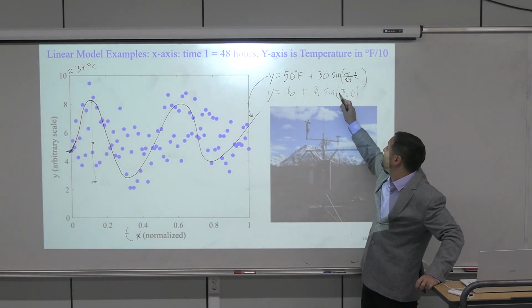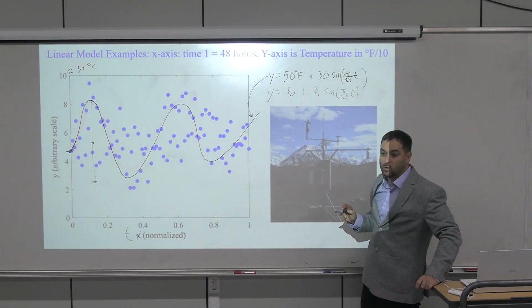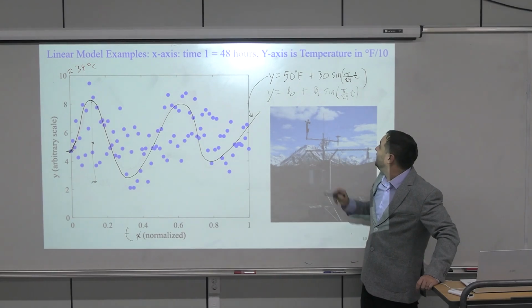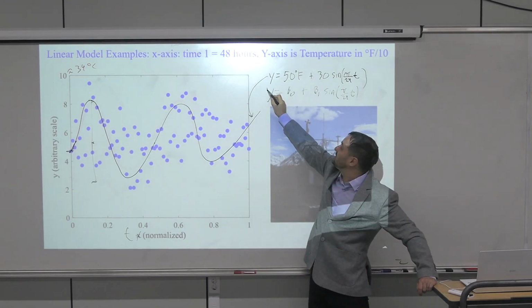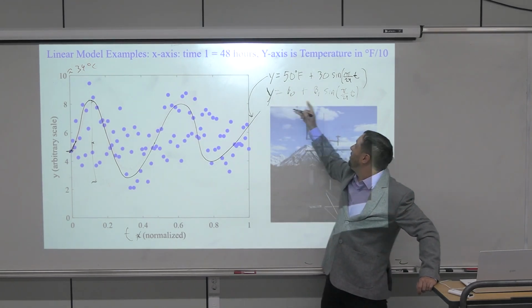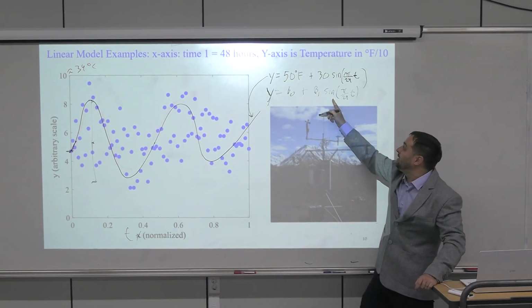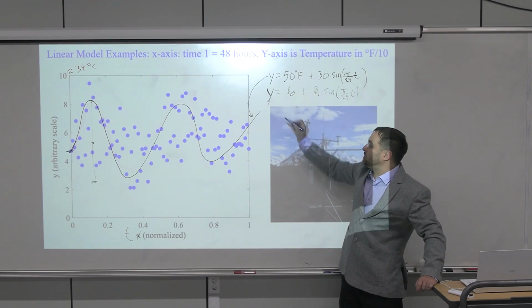So this is the frequency. Pi divided by 24 is the frequency. And so here we're actually hardwiring in the frequency. And so this is what we call a linear model. Now there's a nonlinear function, sine, but it's still a linear regression.